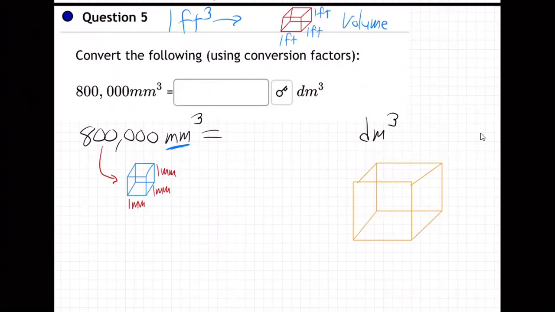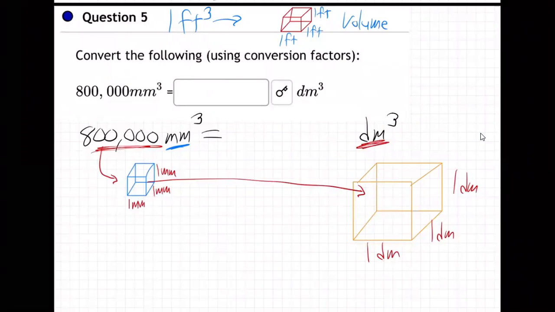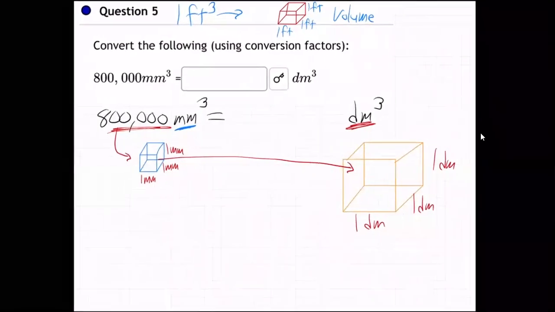So this would be 1 decimeter, 1 decimeter, 1 decimeter. So it's a cubic decimeter. How many of these will fit? 800,000 of these little cubic millimeters, or how many of these bigger cubic decimeters? That's what's being asked. These are actually a lot bigger. So 800,000 cubic millimeters of water or cement or whatever is how many cubic decimeters? Well, I bet you can figure it out.